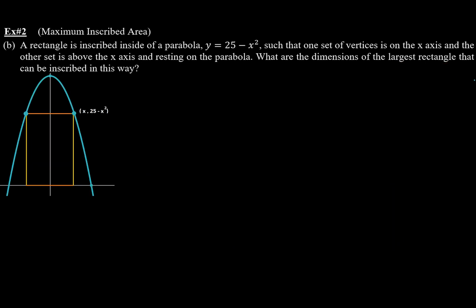All right, so let's put that together. Here I've got my height of 25 minus x squared. And here I've got my width of 2x. If I'm trying to find the dimensions of the largest rectangle, then what I'm really trying to do is find the dimensions of the largest rectangle that has these side measurements. And area is length times width. So my area formula would be like that.